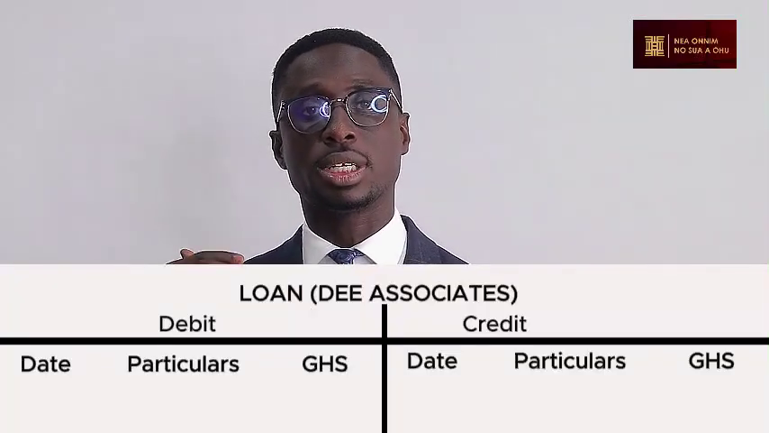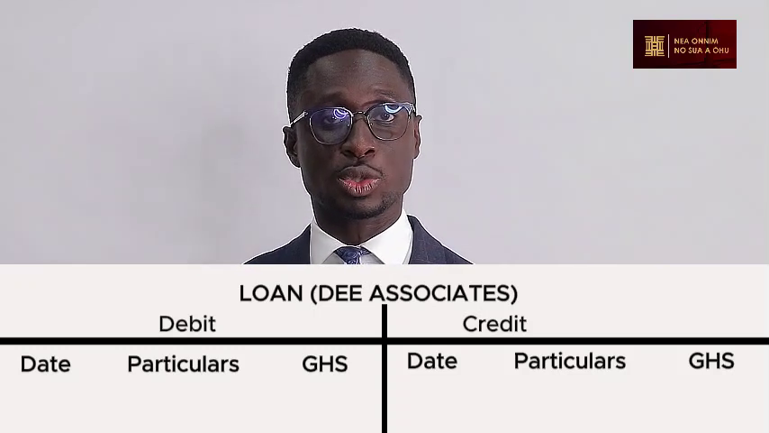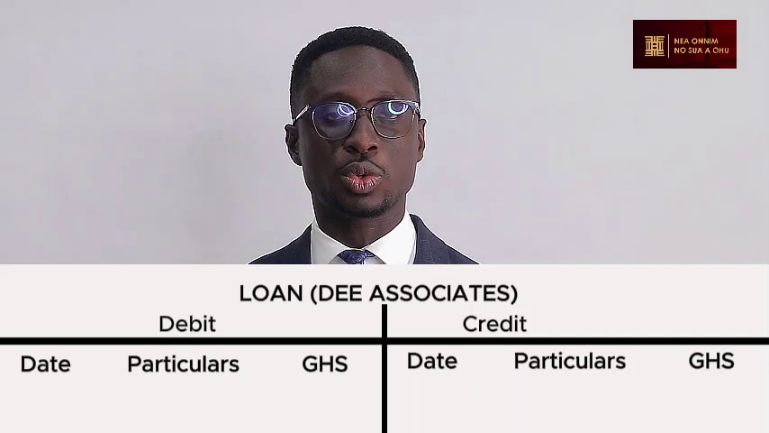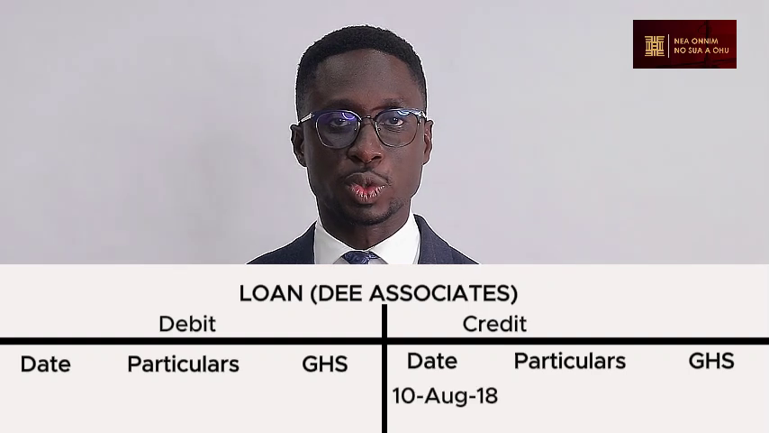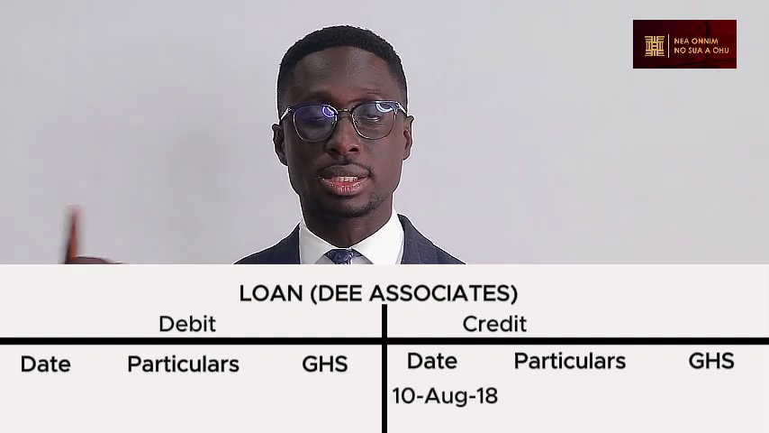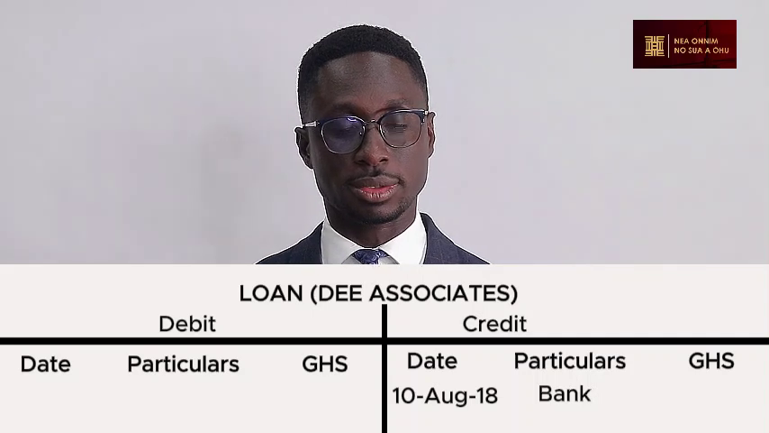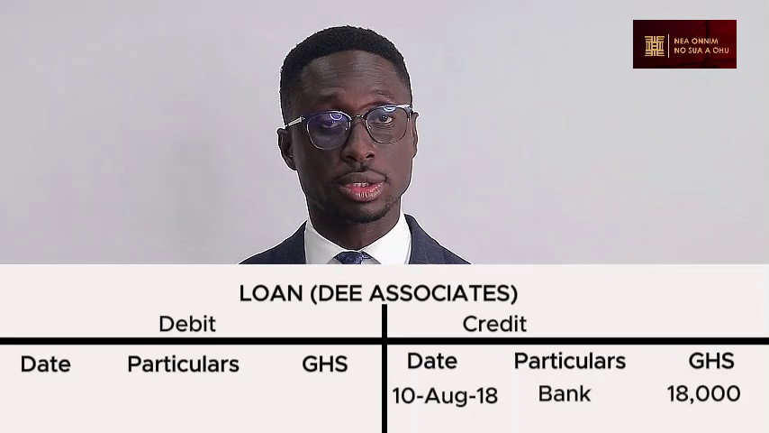Now let's go to D Associates, which is the loan account. Let's open that account with the respective headings. And now let's get in the transaction. This account is going to be credited. It's going to be credited. And so we'll be recording it on the right side. So the date, August 4, 2018, the particulars will be what? Bank, which is the corresponding account, and the amount 18,000. Transaction 4, done.